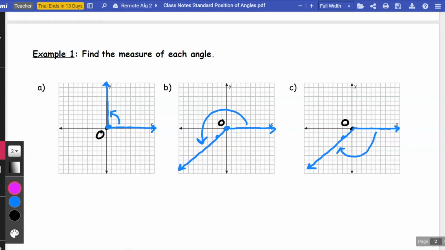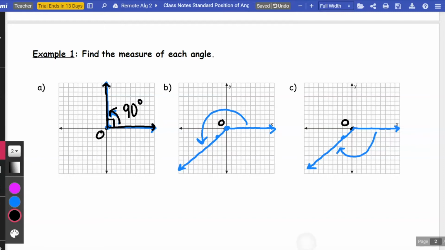So this angle has its initial side on the positive x-axis, just how we like it. And then the terminal side is on the positive y-axis. So this creates a perfect right angle. And because we rotated counterclockwise, we have a positive 90-degree angle. So why don't you go ahead and give part B and C a shot on your own. Pause the video and then unpause it when you're ready to check your answer.